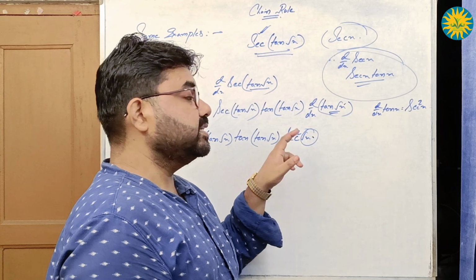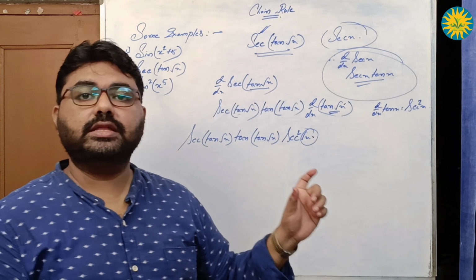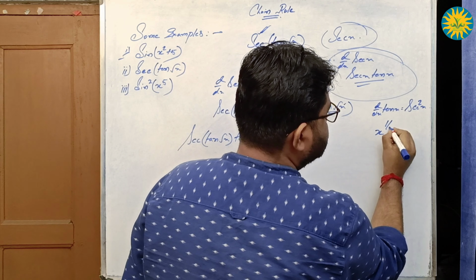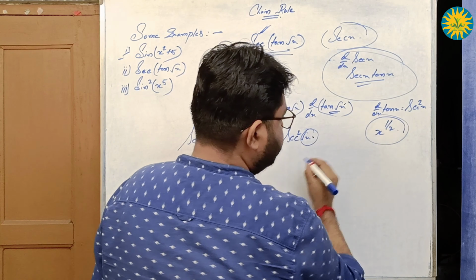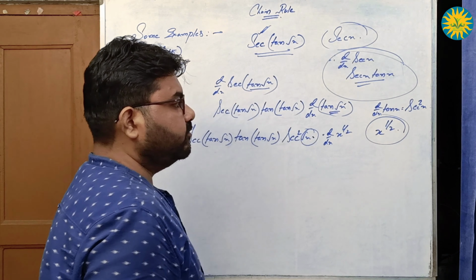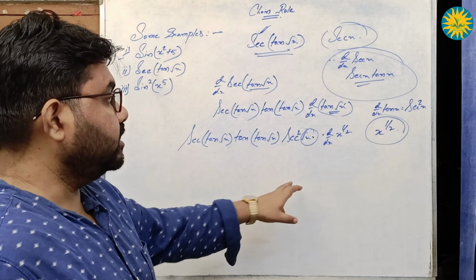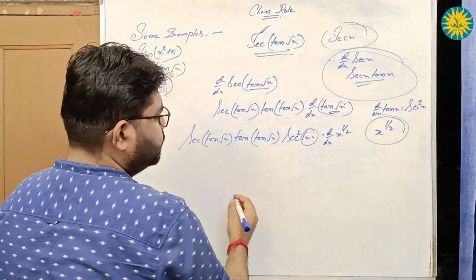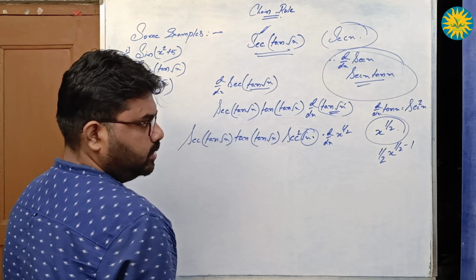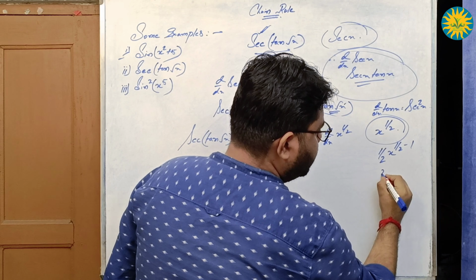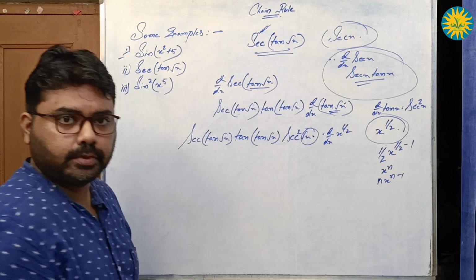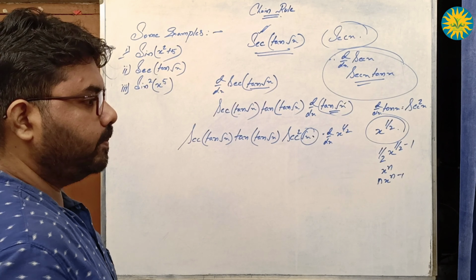Therefore, we have to separately find the differentiation of this root over x. What does root over x mean? x to the power half. Therefore, into d/dx of x to the power half. What is the differentiation of x to the power half? That is, d/dx of x to the power half means half x to the power half minus 1, comparing with the formula for x to the power n, that is n x to the power n minus 1. So this is the formula.